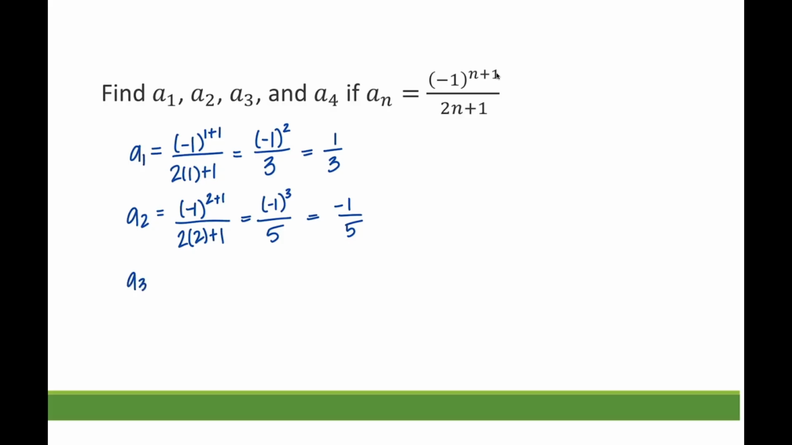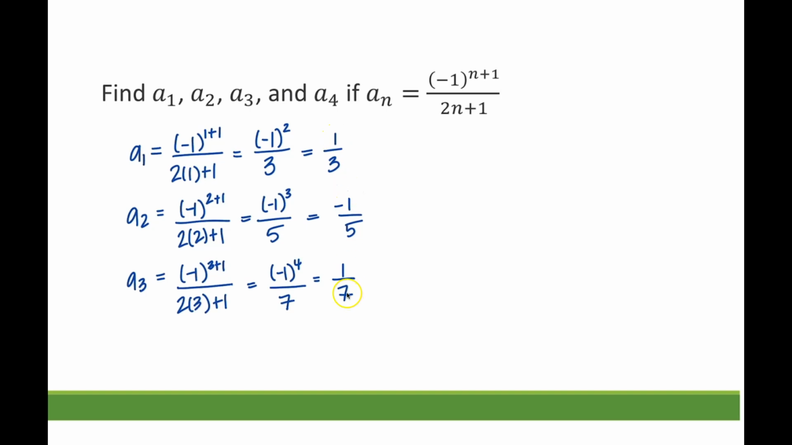Then a sub 3, we're going to have negative 1 to the 3 plus 1 over 2 times 3 plus 1. So I'm going to have negative 1 to an even power, and a negative to an even power is positive. And then over 7. So I'm going to have positive 1/7.